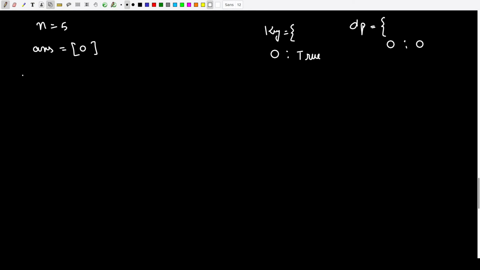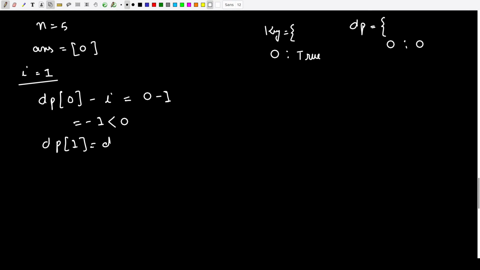Now we are at the position where i is equal to 1. When i is equal to 1, we evaluated dp of i minus 1 minus i. This turns out to be 0 minus 1, which is equal to minus 1, and this is less than 0. Because of which dp of 1 will be equal to dp of 0 plus i, so this becomes 0 plus 1, which is equal to 1. Once we get 1, we are going to append 1 to our answer list, and since 1 exists in the list now, we are going to mark 1 as true. So dp of 1 is 1 in the dp table.